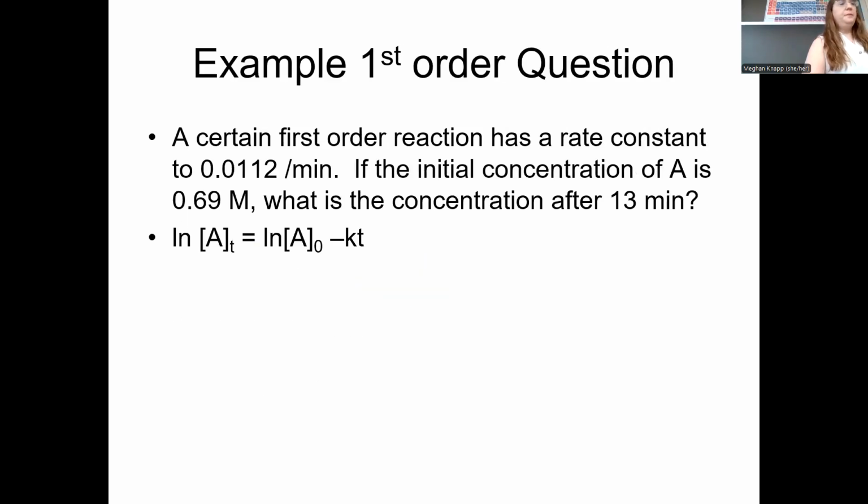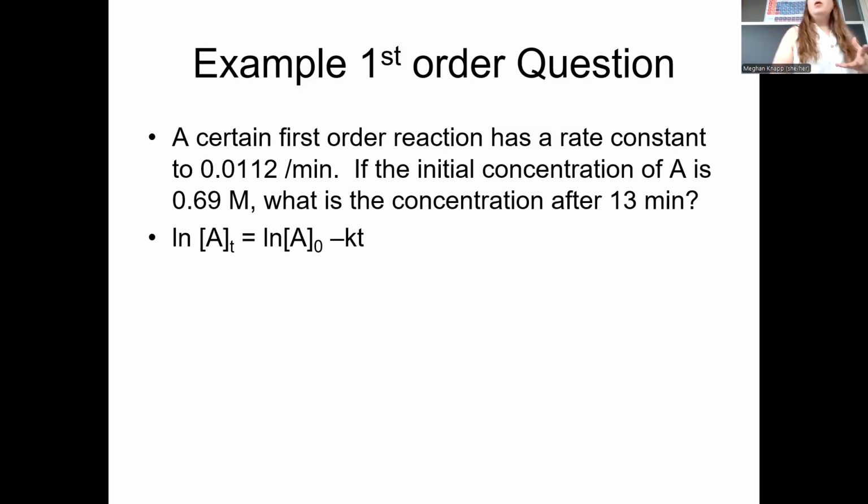All right, let's do another one. Okay. A certain first order reaction has a rate constant. What do I use to represent rate constant? K is the rate constant. So the rate constant, this right here is going to be K. If on a test, I might draw an arrow for myself. Okay, that's K. The initial concentration of A, so that's bracket A with a 0, is going to be 0.69. And I want to know the concentration after 13 minutes.